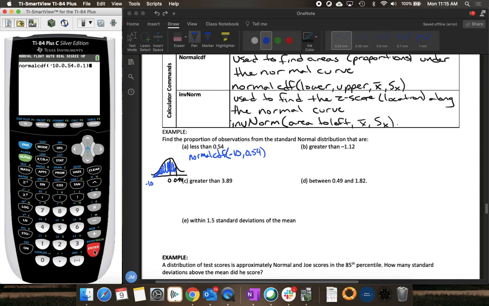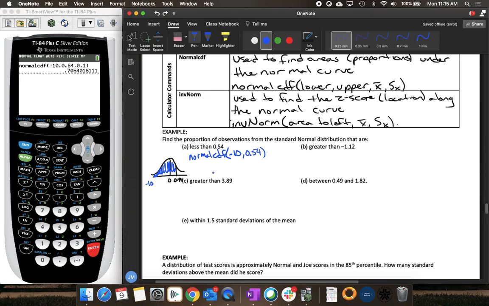If you didn't have a menu, again, what I wrote down here, -10, 0.54, is all you should have to write down. And it tells us that the proportion of observations is about 70.5%. I'll usually go out to 4 decimal places when I write down these percentages. So 70.54% would be less than 0.54.